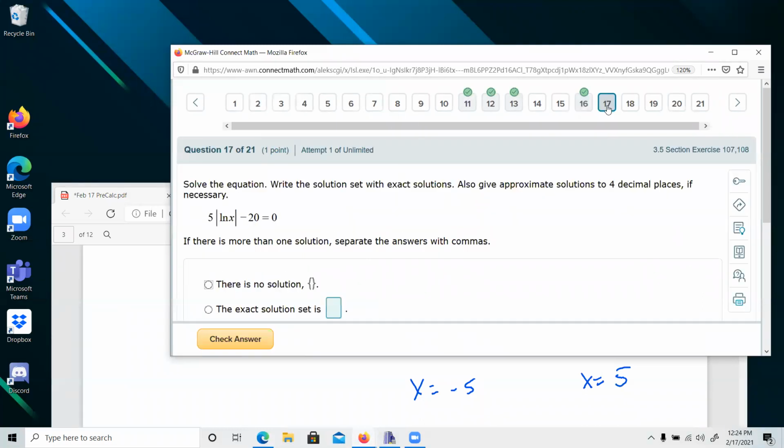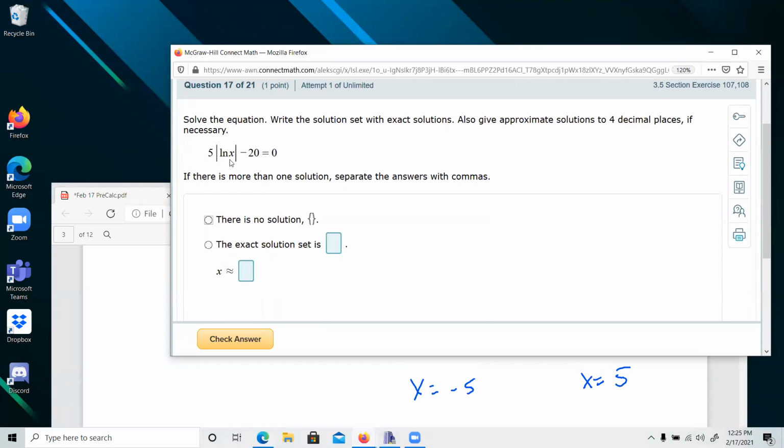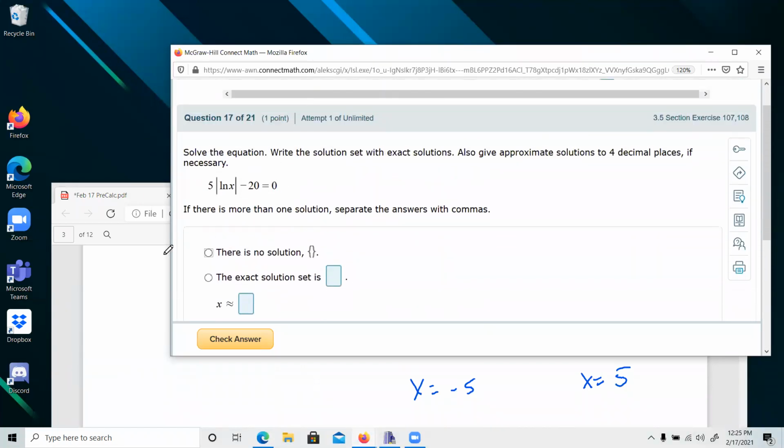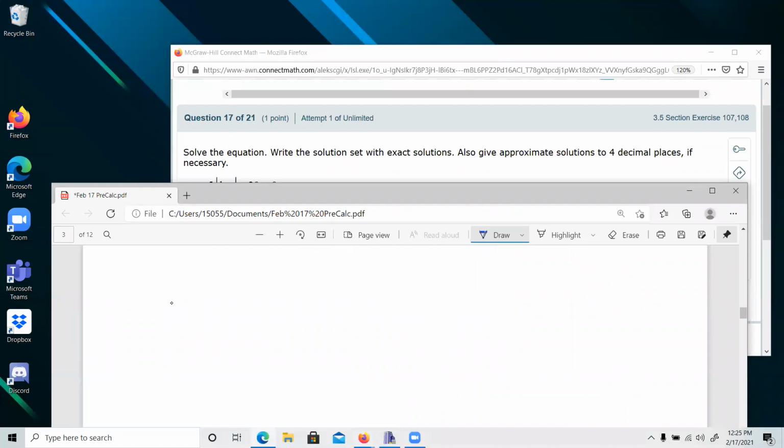If I would have come back and said you could probably answer this in an easier way. Like, yeah, probably. Okay, 5 natural log x. And notice it's the whole thing. It's around the natural log of all the x. It's not just the x. All right. So we have 5 absolute value natural log x minus 20 is equal to 0.